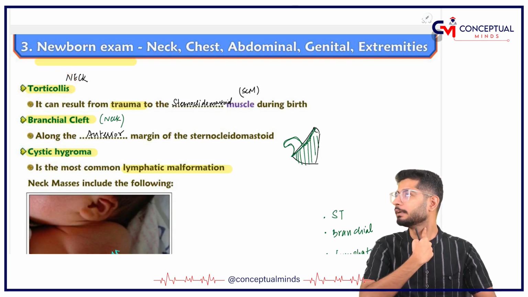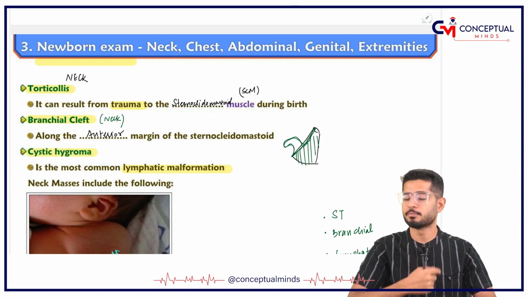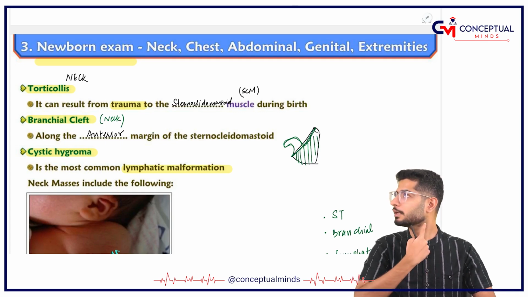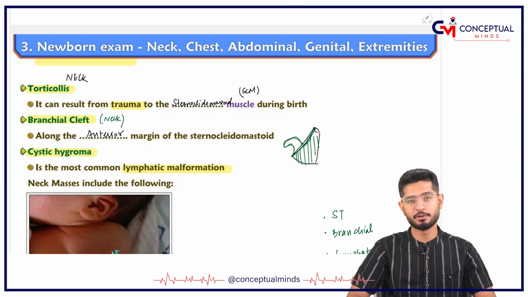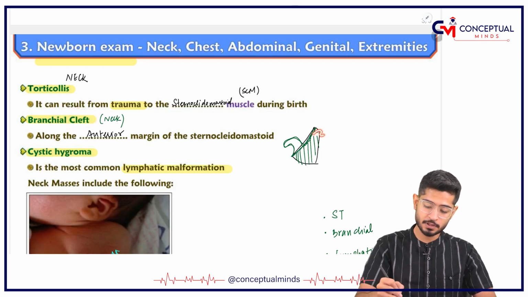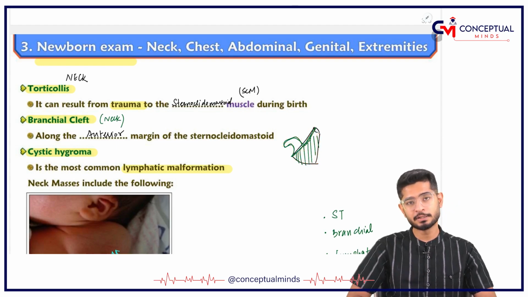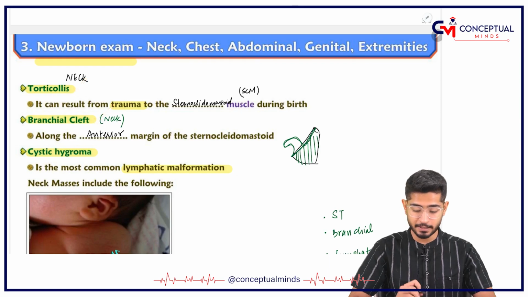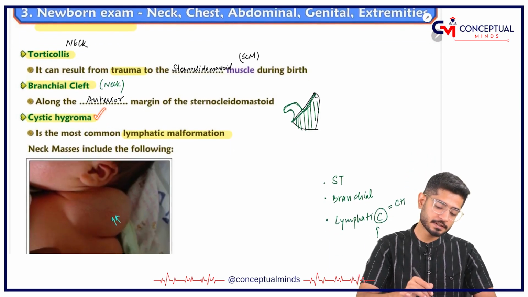Similarly, on the anterior border of the sternocleidomastoid muscle, there can be a branchial cleft. Okay. So on the anterior border of the sternocleidomastoid muscle, there can be a cleft formation. Can you see, this is the muscle and this is the cleft formation which has happened on the anterior margin of the sternocleidomastoid. This is the second most important neck abnormality. So first one was torticollis, then the branchial cleft. After that, you have got cystic hygroma.